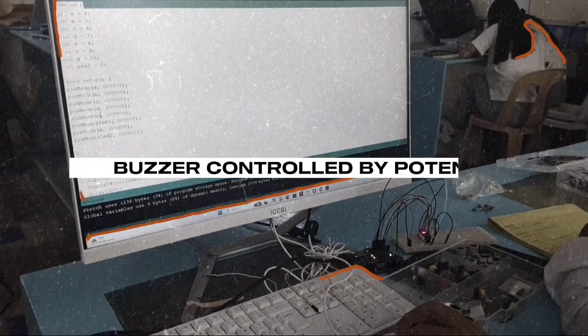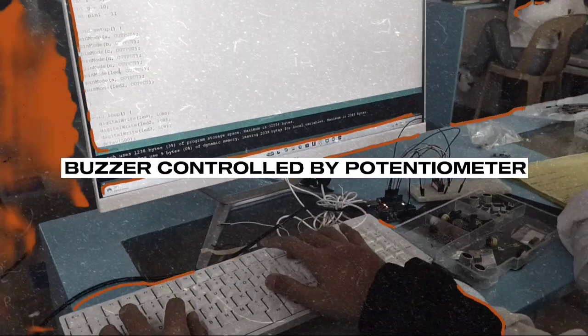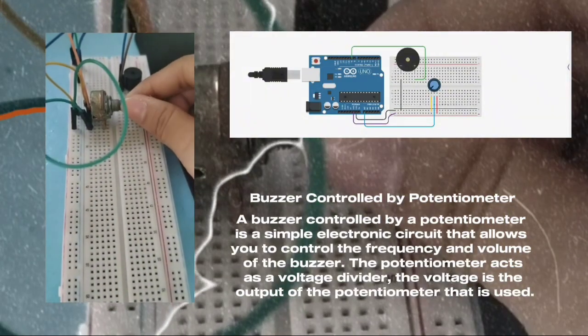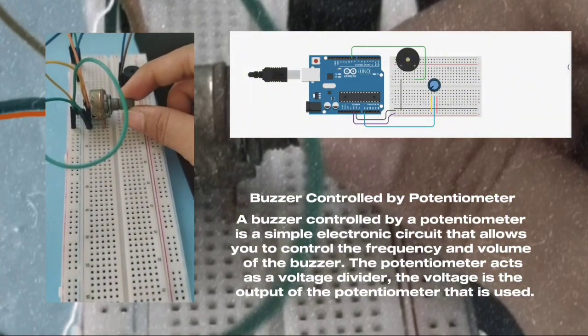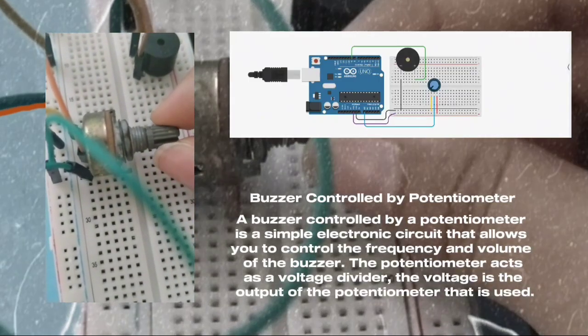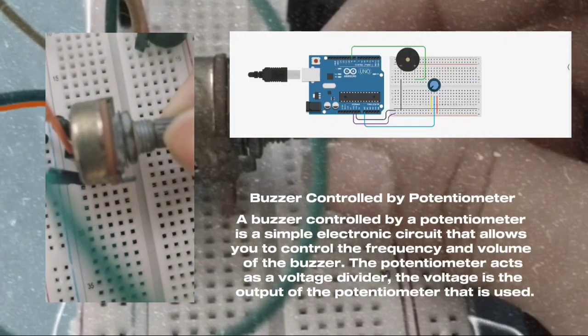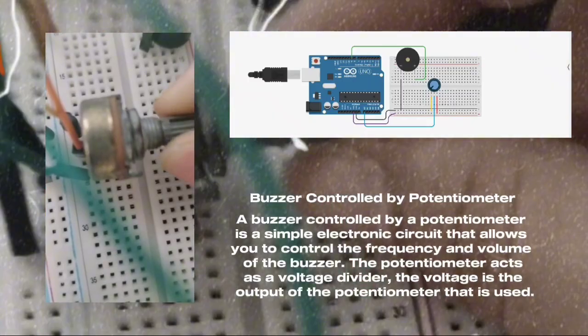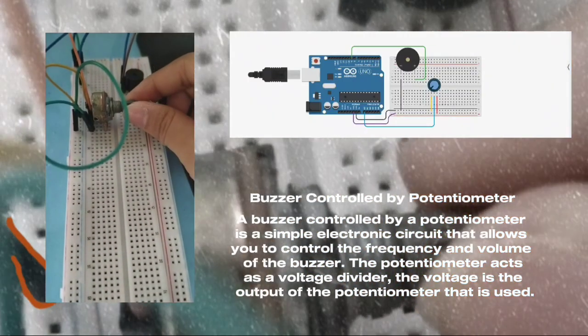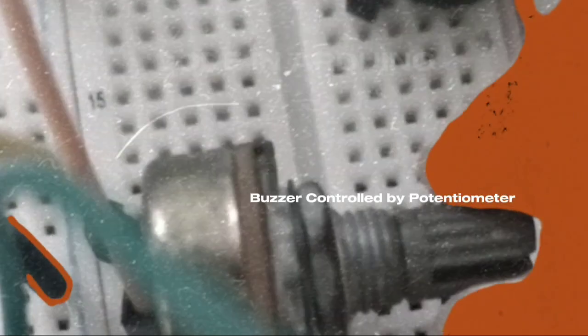The last activity is the buzzer controlled by potentiometer. A buzzer controlled by a potentiometer is a simple electronic circuit that allows you to control the frequency and volume of the buzzer. The potentiometer acts as a voltage divider. The voltage is the output of the potentiometer that is used.